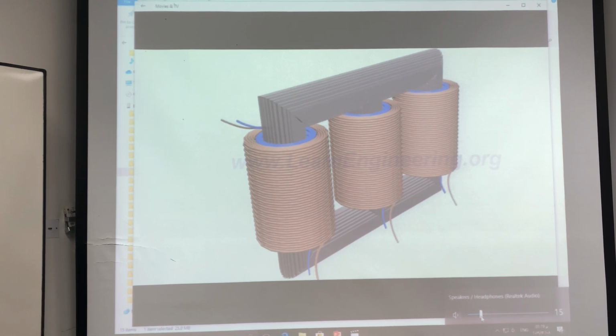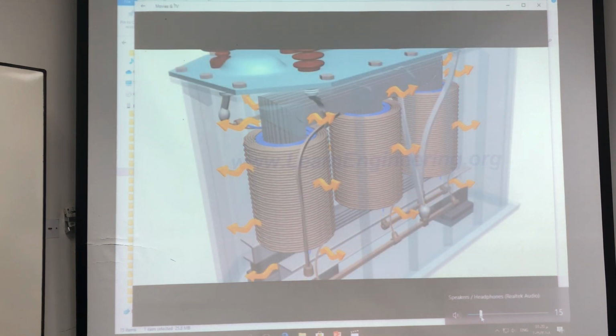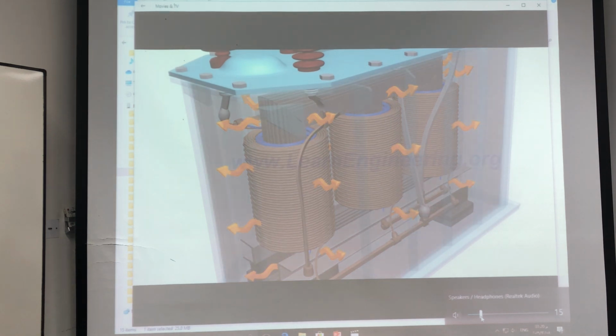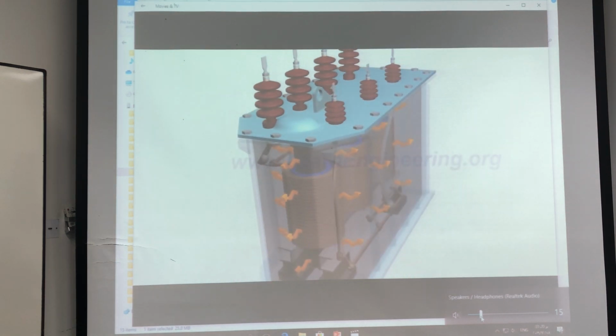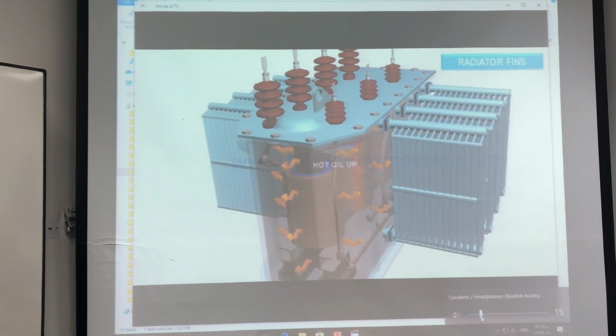Various kinds of energy loss happen while transferring power from the primary to secondary coil. All these energy losses are dissipated as heat. So usually the transformer is immersed in a cooling oil to dissipate the heat. The oil dissipates the heat via natural convection.